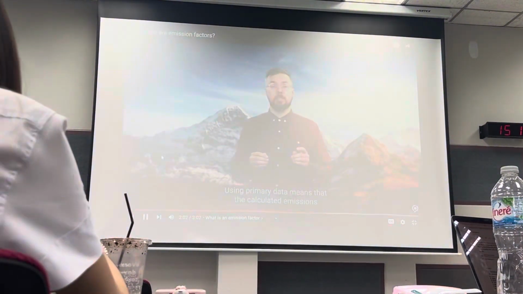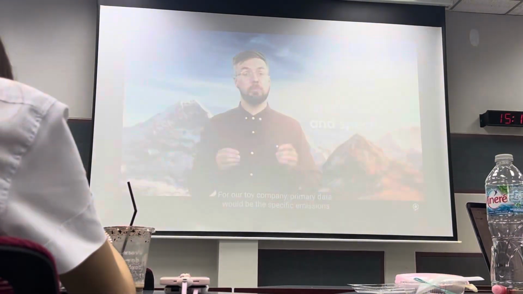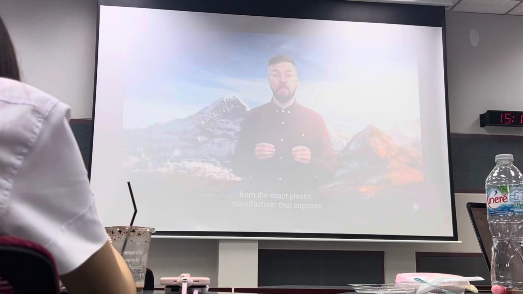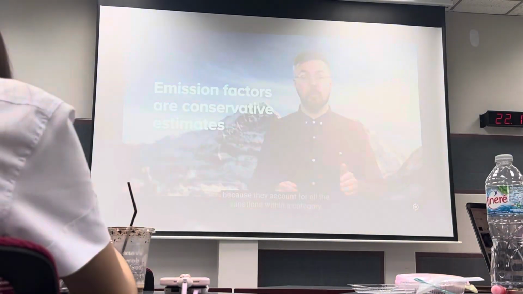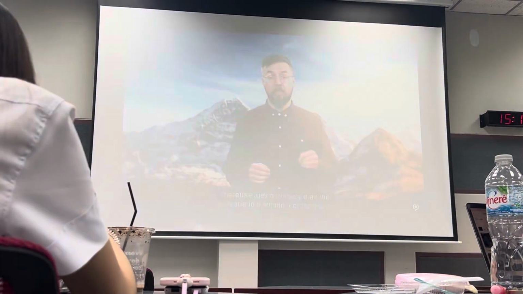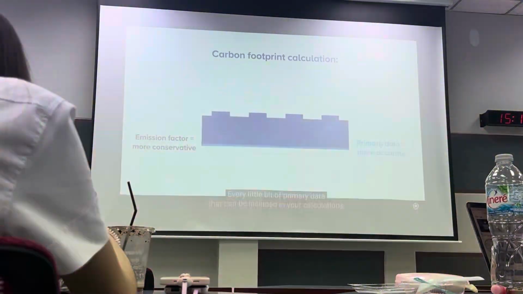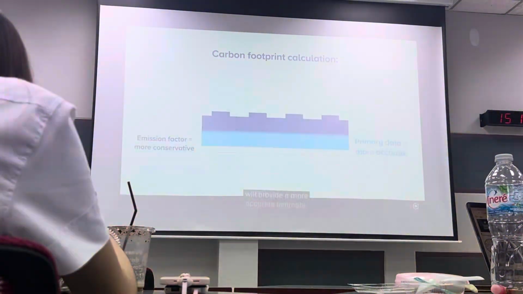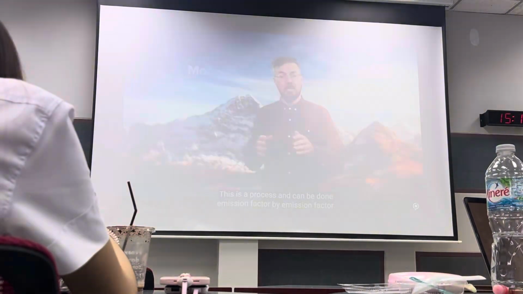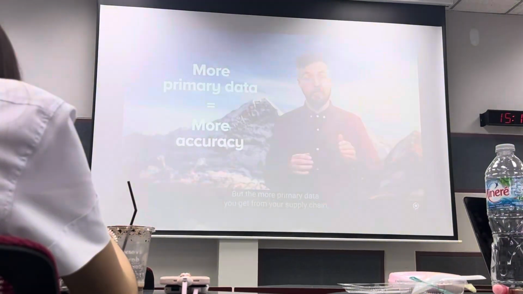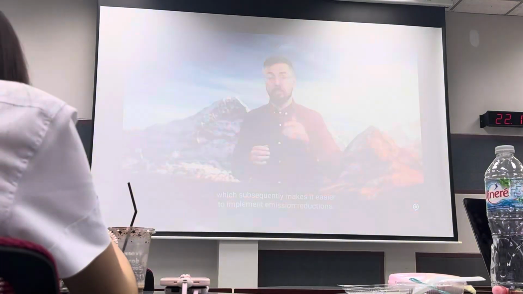Using primary data means that the calculated emissions are specific to the product or activity. For a toy company, primary data would be the specific emissions from the exact plastic manufacturer that supplies the plastic used to produce the toys. Emission factors are necessarily conservative estimates because they account for all the variations within a category. Therefore, using primary data will often result in a smaller carbon footprint. Every little bit of primary data that can be included in your calculations will provide a more accurate estimate. This is a process and can be done emission factor by emission factor. But the more primary data you get from your supply chain, the more accurate your carbon footprint baseline will be, which subsequently makes it easier to implement emission reductions.